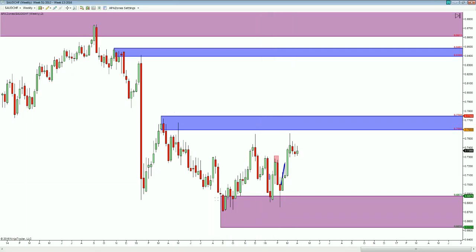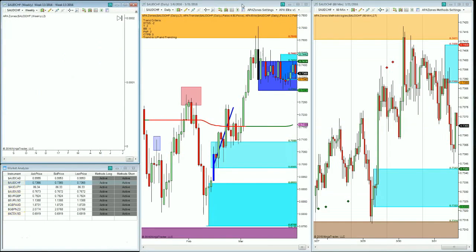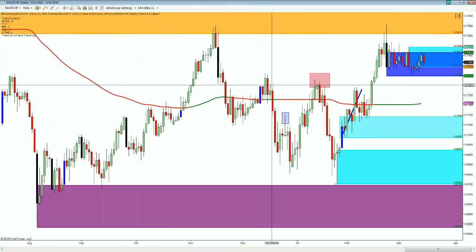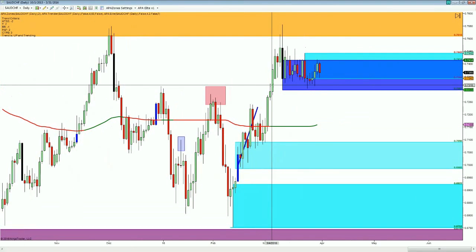Looking at the big weekly perspective, I would say that this looks like a range. And yes, we put in a new high up here, but it's just barely wicked above it. So we want to make sure that that's actually going to stick before doing anything.